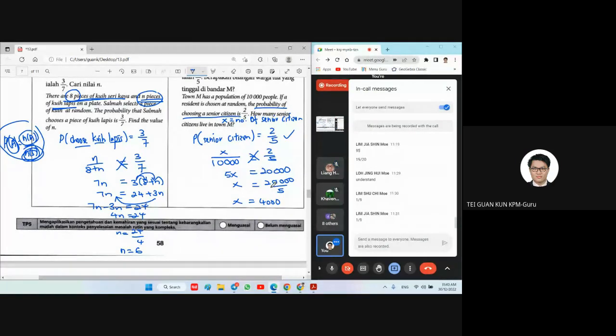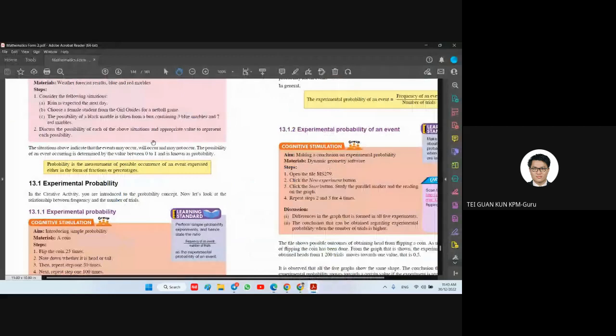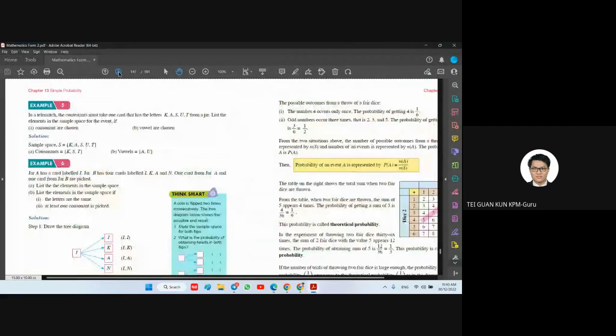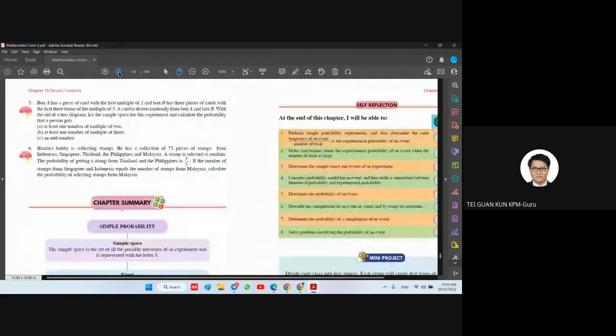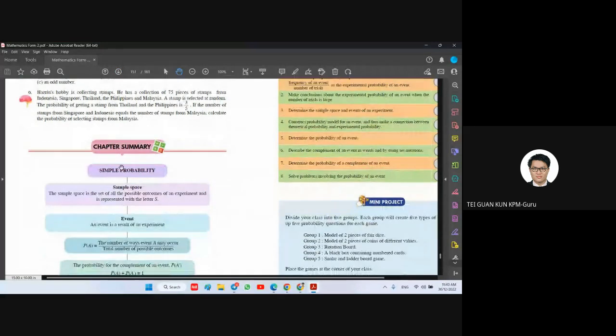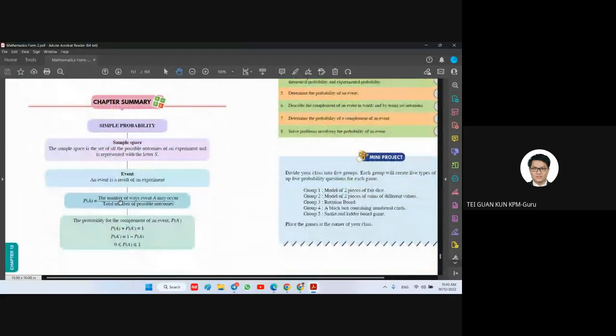No. Okay, so you need to remember this chapter, what we learned. This chapter is about simple probability. You need to know what a sample space is, what an event is, the formula to find the probability, and the formula to find the complement of the probability.